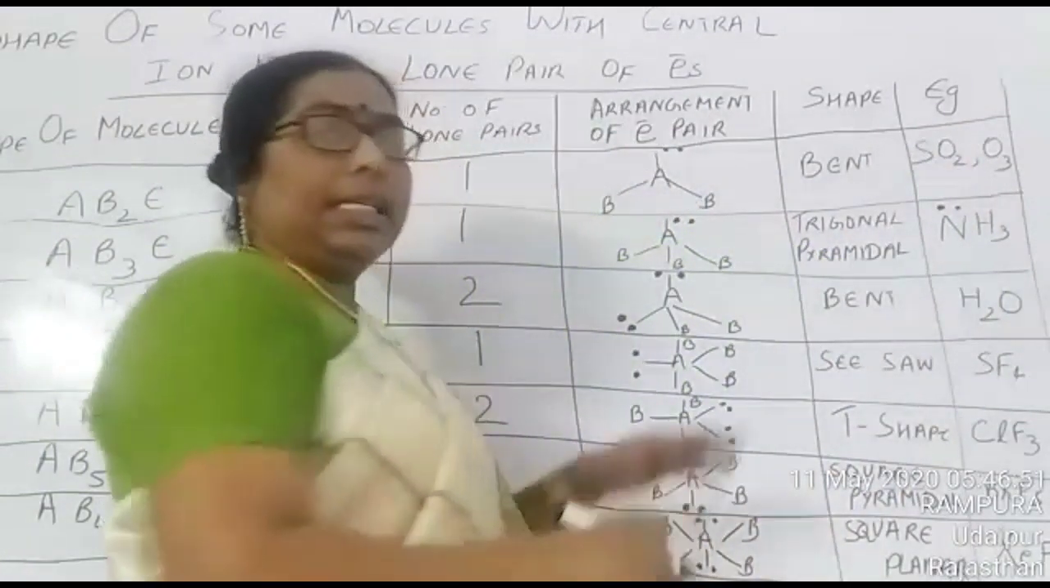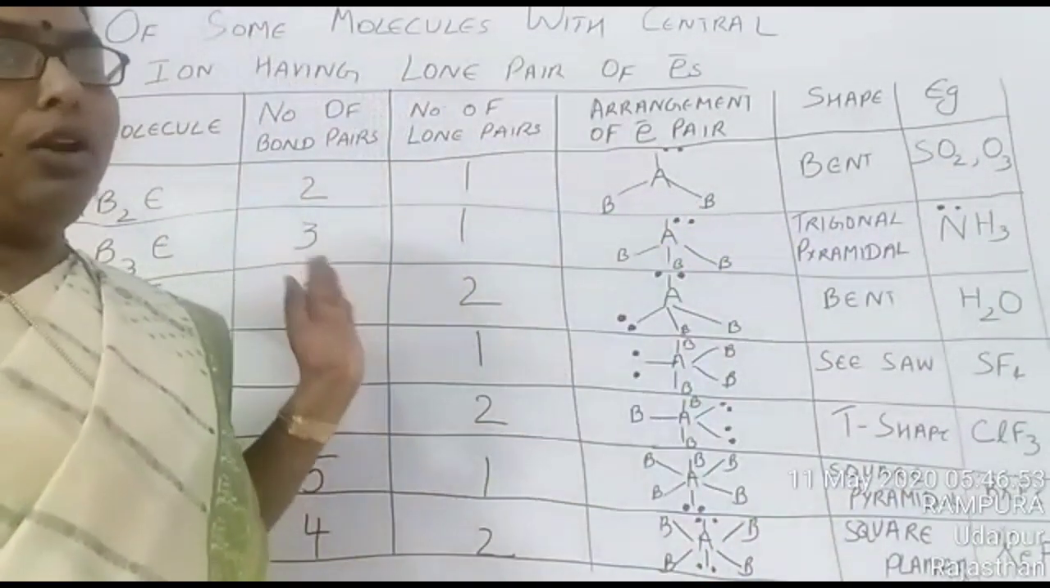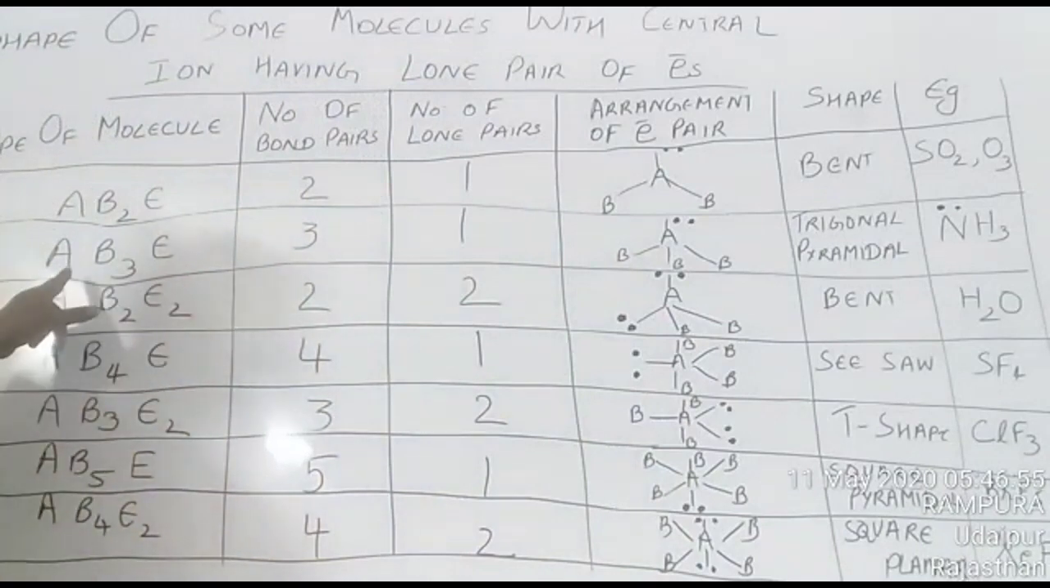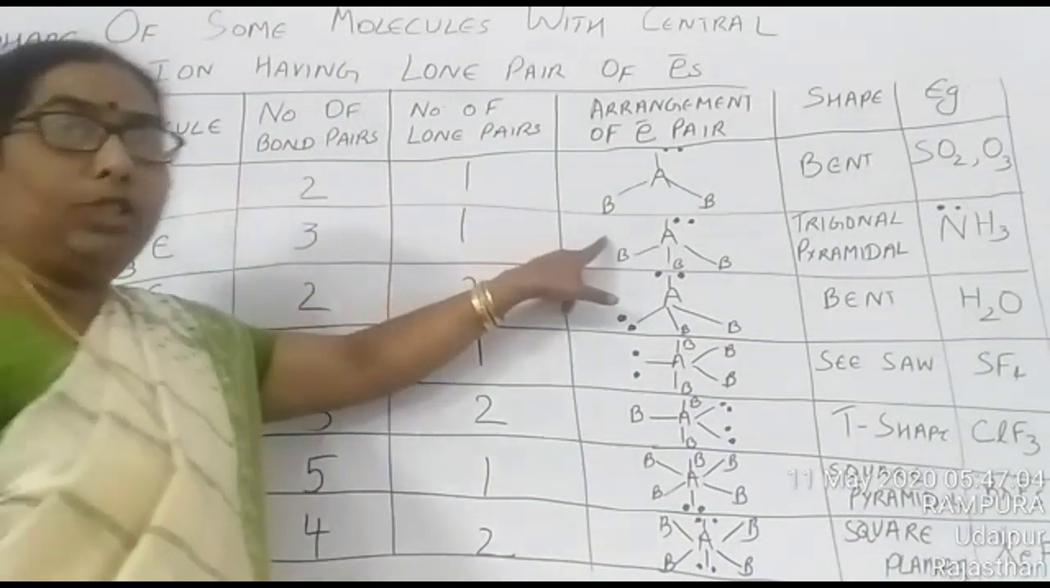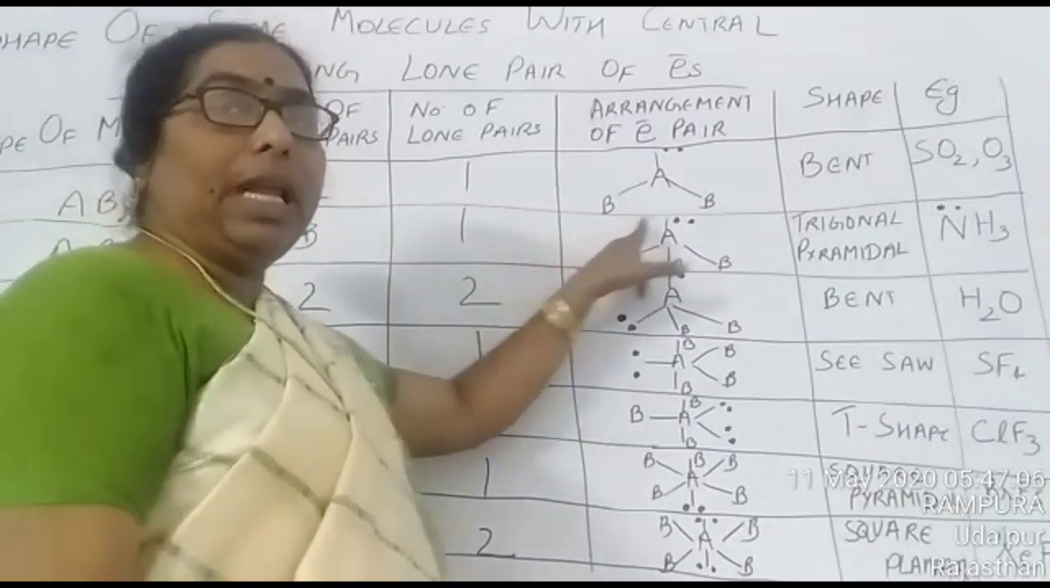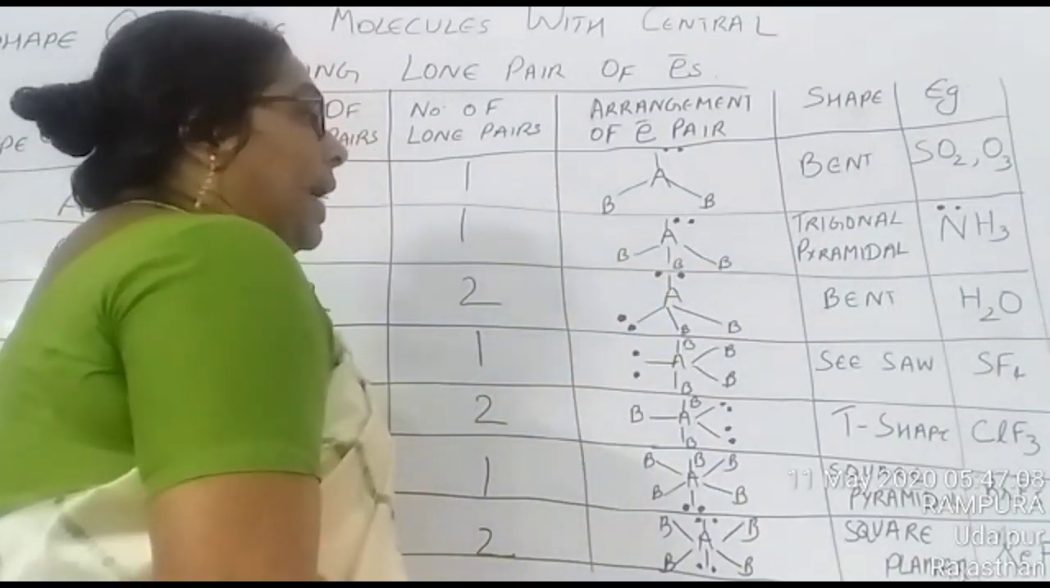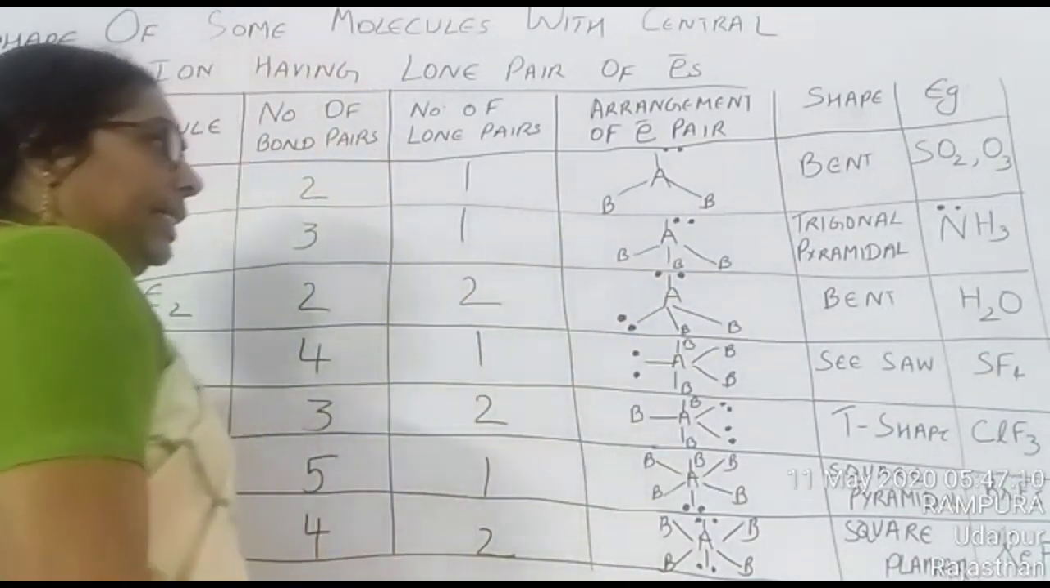In all these cases, you can see the presence of lone pairs. Is it clear? If the molecule type is AB3E, that means if it possesses three bond pairs and one lone pair, then the arrangement of electron pairs will be this way and the shape of the molecule is trigonal pyramidal. Is it clear children?